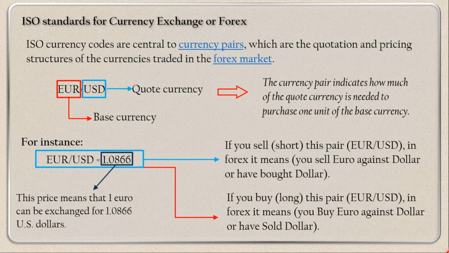Let me give you one more example. For example, if you think that the euro is going to be strong, what you will do, you will buy the EUR/USD. Or if you think that the dollar is going to be strong, what you will do, you will sell this pair.